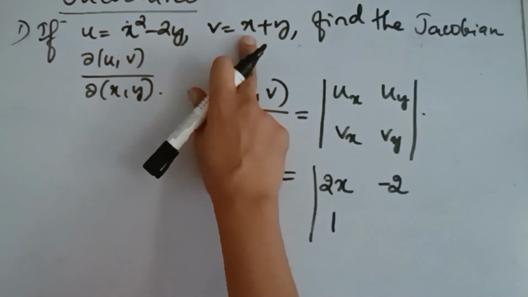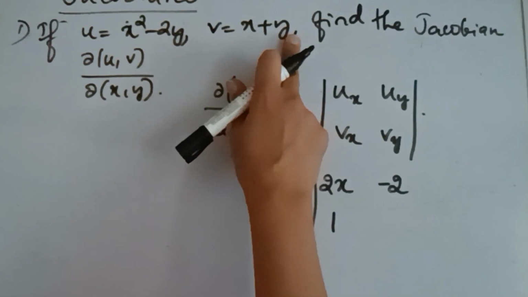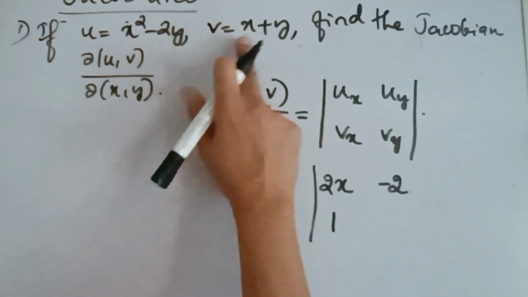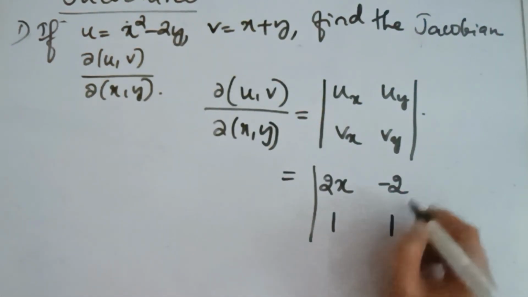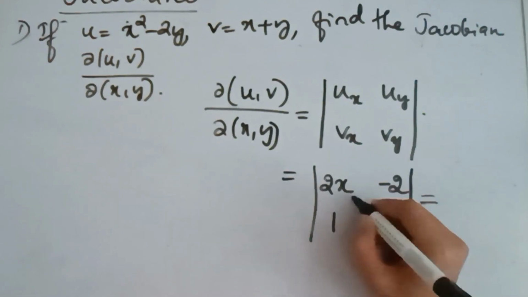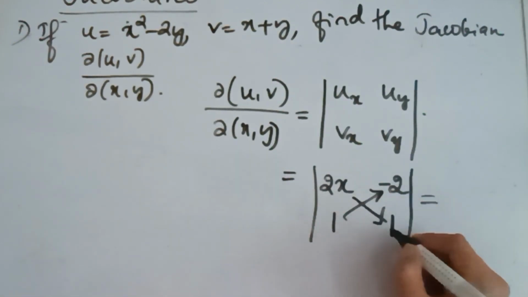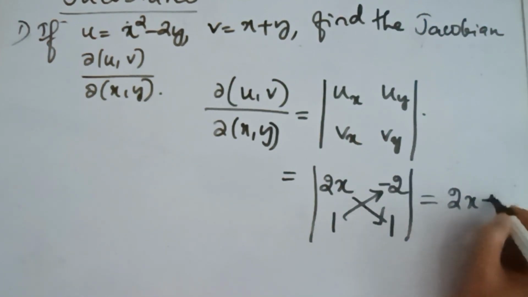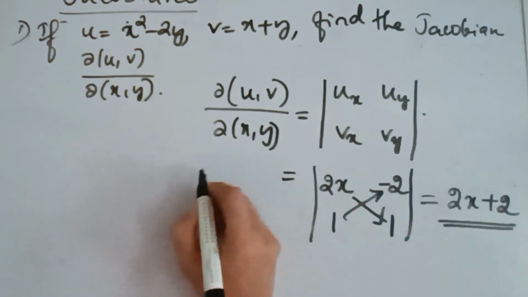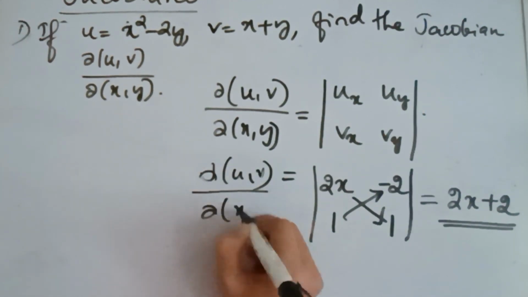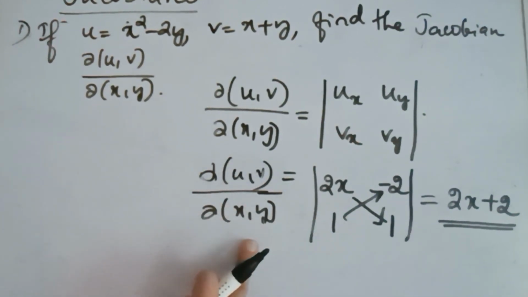Because the derivative of x with respect to x is 1 and y is a constant. Then v_y, the partial derivative of v with respect to y: the derivative of x is 0, and the derivative of y with respect to y is 1. Now you have to evaluate this determinant. This is the way of evaluating a 2 by 2 determinant, the cross multiplication method, which gives 2x plus 2. Therefore, the Jacobian of these two functions with respect to the two independent variables x and y is 2x plus 2.